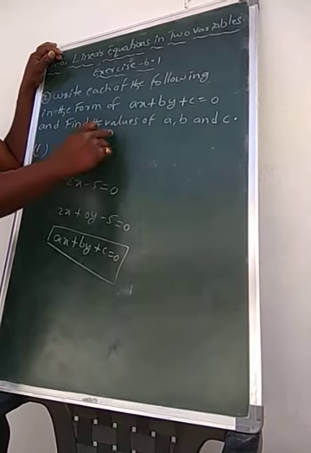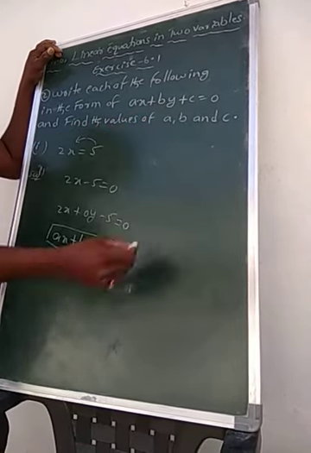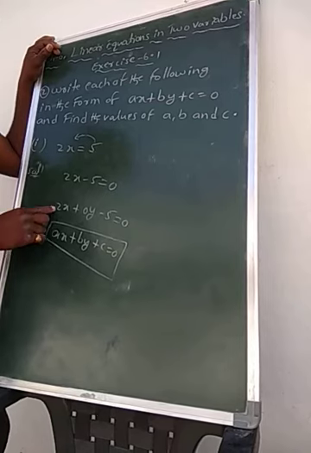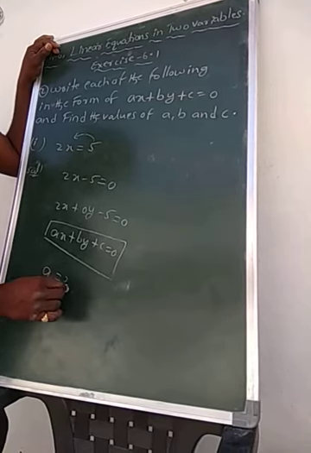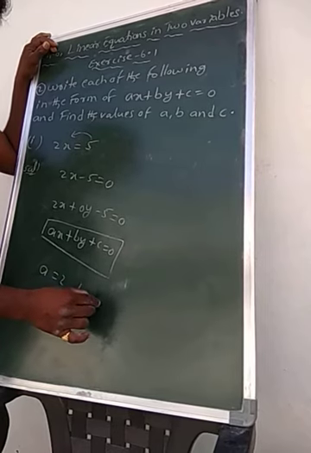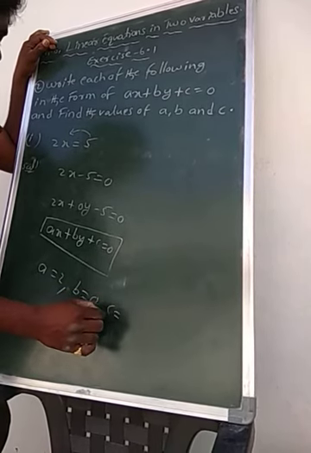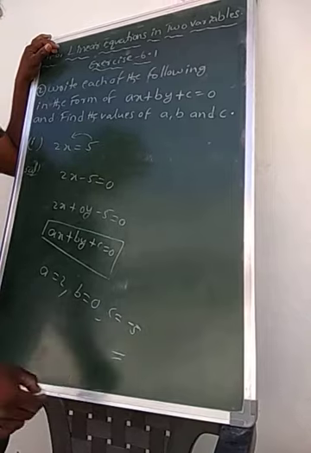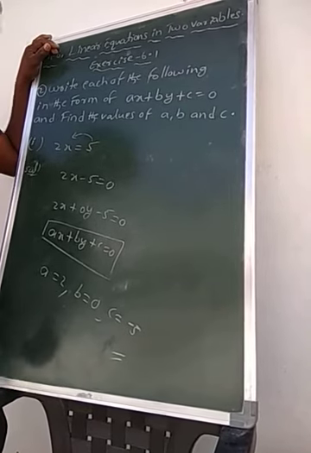Then find the values of a, b and c. The value of a is 2. The value of b is 0. The value of c is minus 5. Okay, so like this you can find.